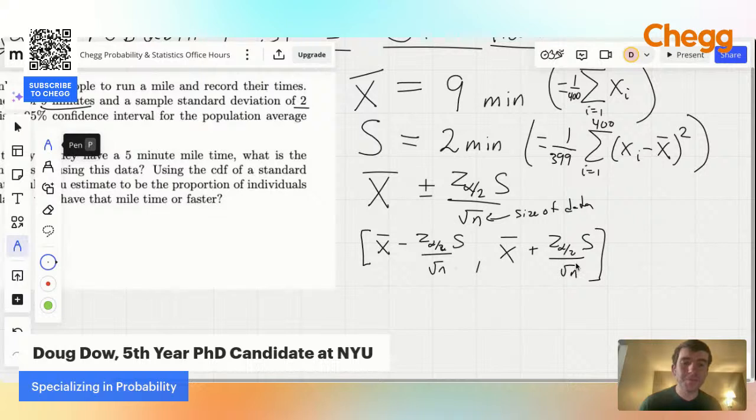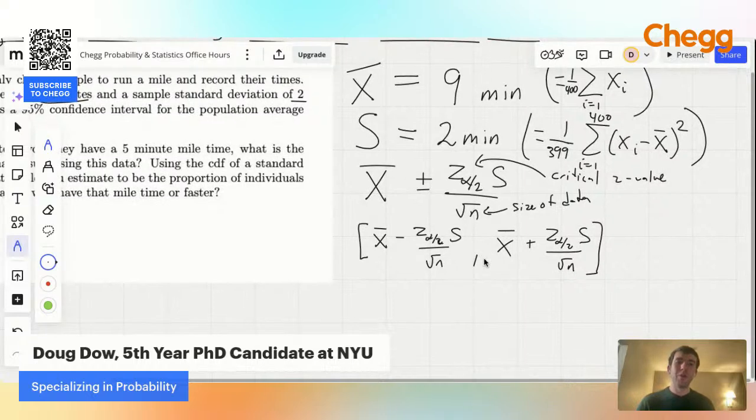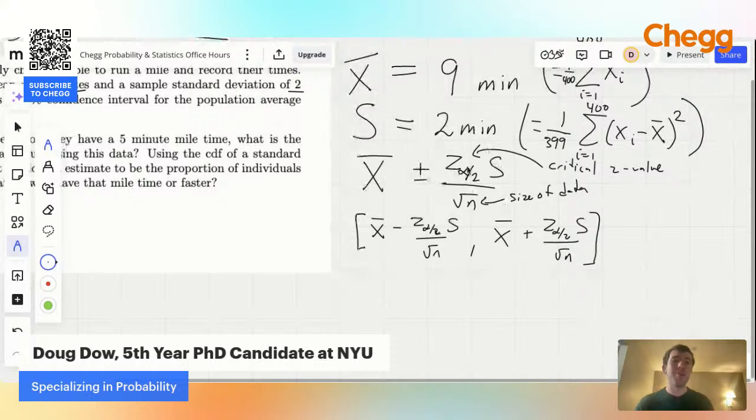Yeah, and this z value is called a critical z value. So this comes from a normal distribution. And this is something that we get from a table. This we read off a table.